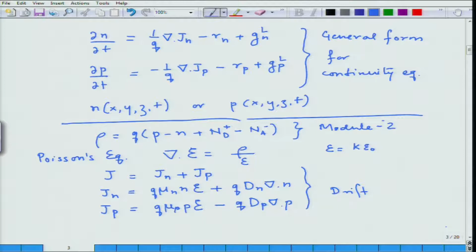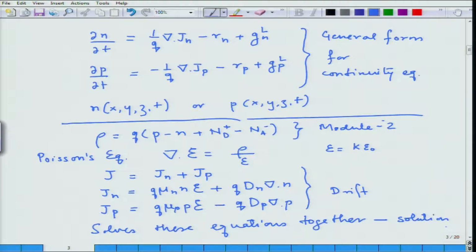And then finally, we have come up with the continuity equation here. So, when one solves these equations together, one finds a solution of steady state or dynamic behavior of the device. So, this is why we say this is the starting point of device analysis.